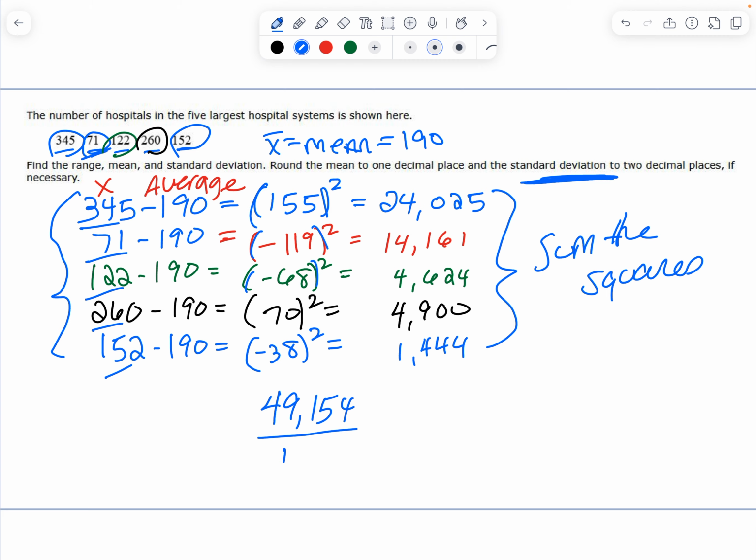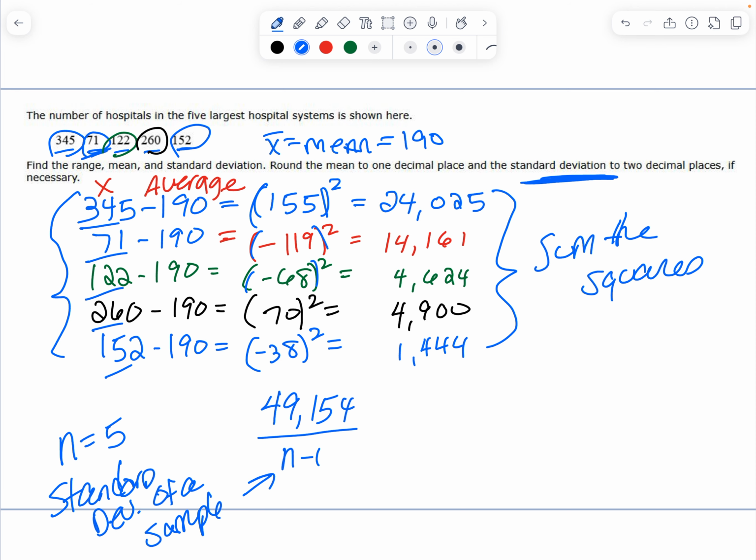Now we're going to divide this by n minus 1. In my last video, we just divided it by n. Remember, n is the number of pieces of data. In this case, our n is 5, because this is standard deviation of a sample. We're going to divide by n minus 1. If you're doing standard deviation of a population, that's different. That's when you just divide by n.